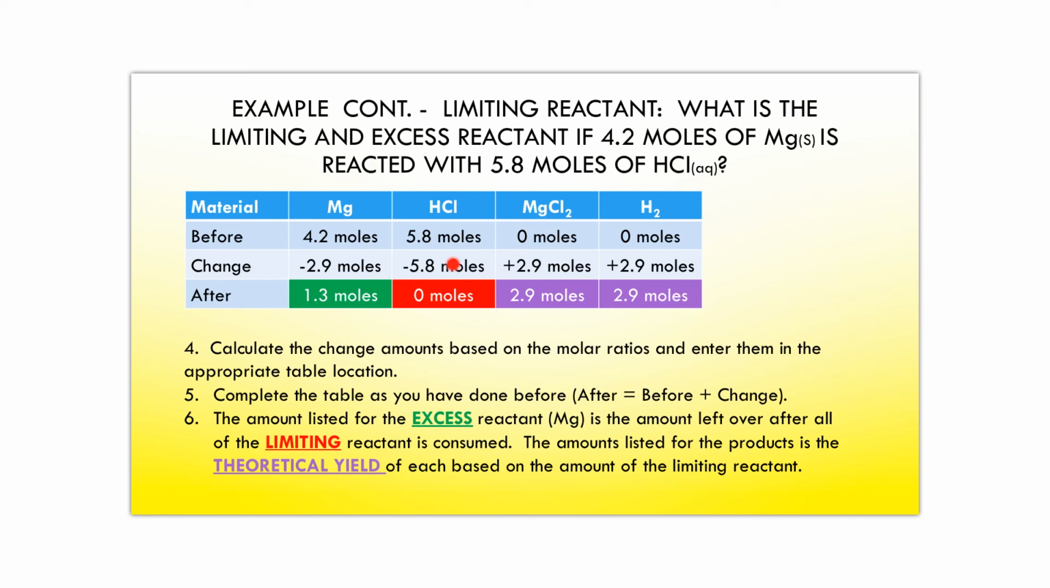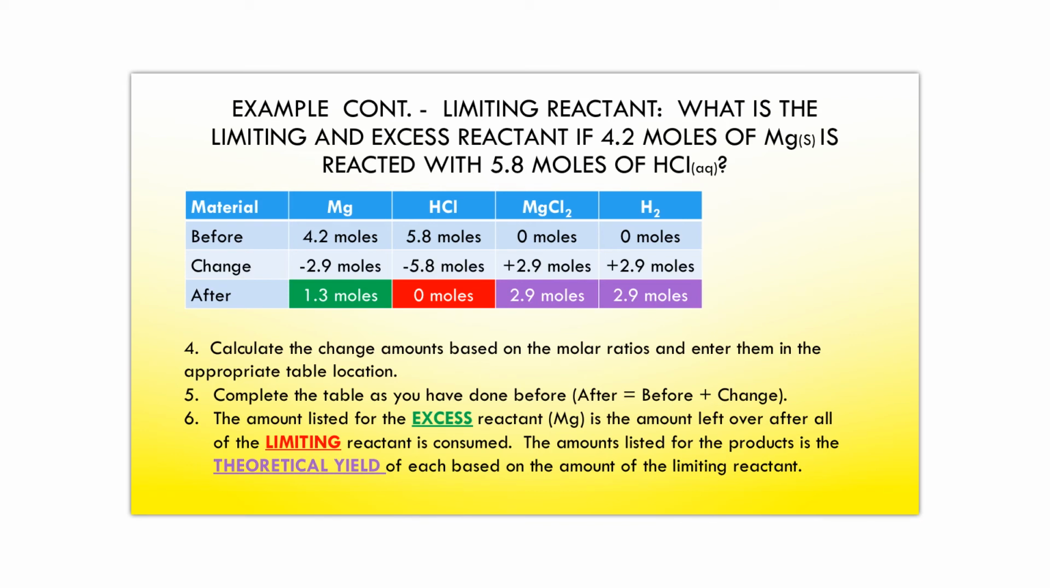So I divide 5.8 by 2 to get the amount of magnesium. That's how much I'm going to use: not 4.2, only 2.9 moles. And I'm only going to make 2.9 moles of each one of these things. So at the end of the day, I have 0 moles of HCl left. I have 1.3 moles of magnesium left. And I have made only 2.9 moles of magnesium chloride and 2.9 moles of hydrogen.